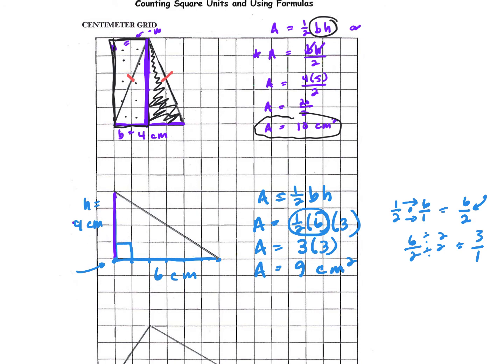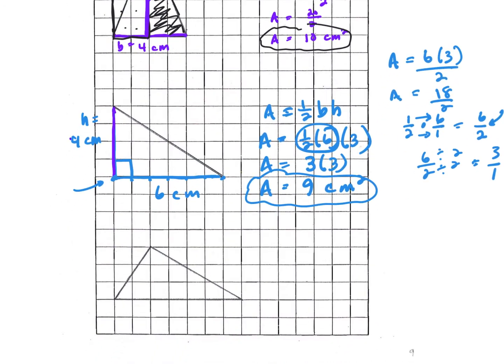So let's look at the other way to do this formula just real briefly. If I took area equals 6 times 3 and I divide it by 2, that would be 18 divided by 2, and sure enough, that would be 9 centimeters squared. So let's look at our final triangle.